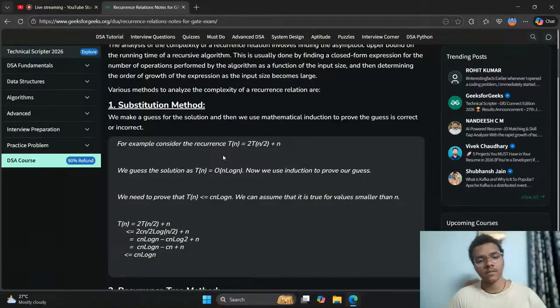Substitution method: we make a guess for the solution and then we use mathematical induction to prove whether the guess is correct or not. For example, consider the recurrence T of n is equal to 2 T of n by 2 plus n. We guess the solution is n log n. Now we use induction to prove our guess.